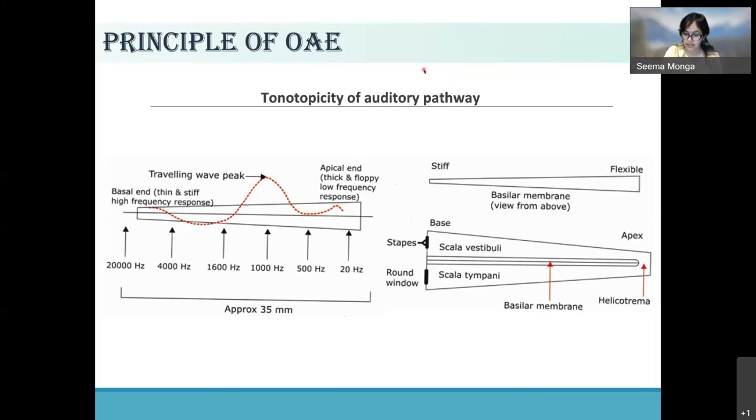Different frequency, different response. All right, so the basal end, as I told you, is thin and stiff. It will respond to 20,000 hertz, then 4,000, then 1,600. Then at 20 hertz, it will be the low frequency response. All right, so this is the basilar membrane picture.